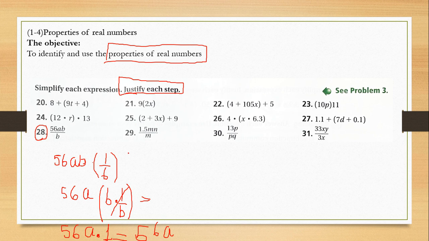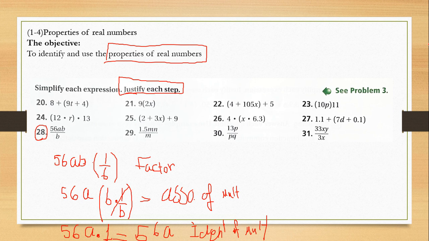Let me justify each step that I did. I just factored them here. Here I just used the associative property of multiplication. I'm not writing everything, just short. Then here, identity property of multiplication again. And then I got the result. This is the simplest form.